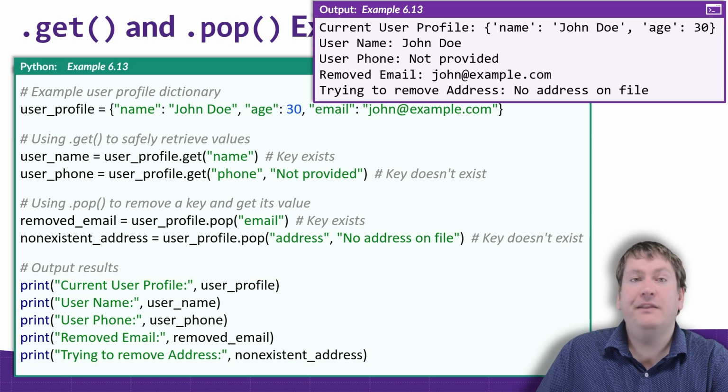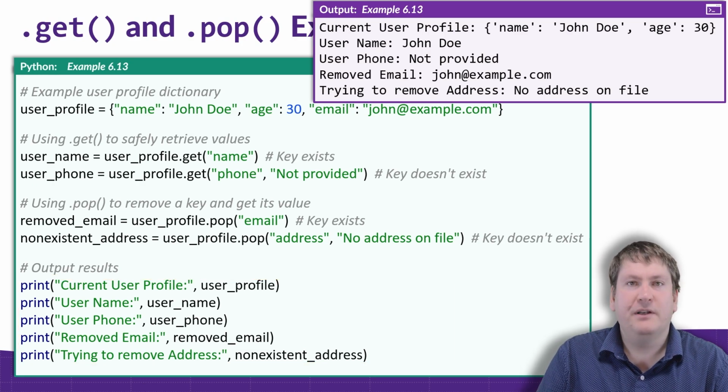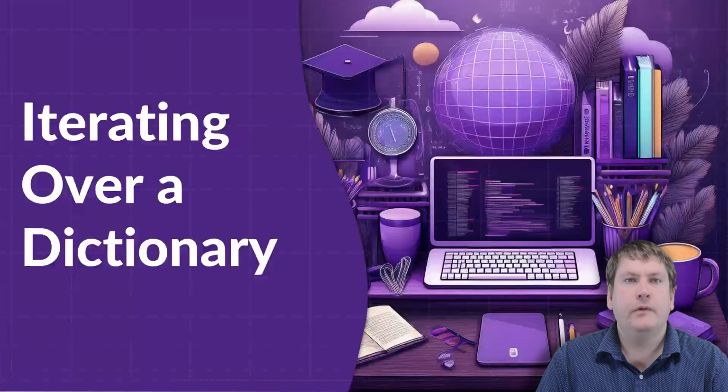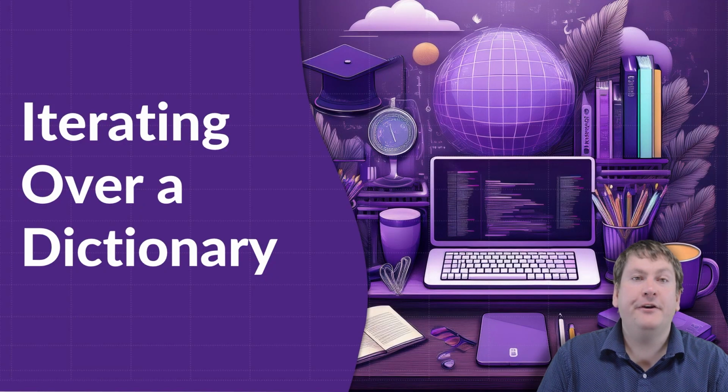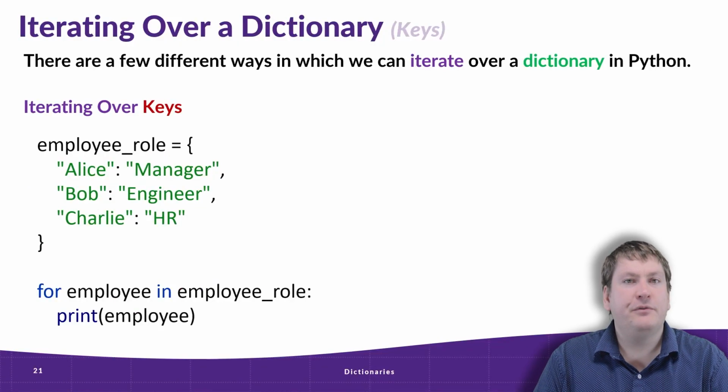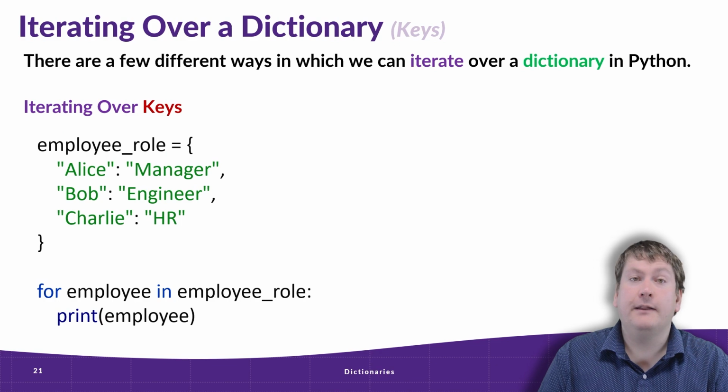These pop and get methods can be very helpful while we're working with dictionaries. And they're another thing to add to your list of methods to make your life a little bit easier in Python. So now we're going to talk about how we can iterate or loop over a dictionary. And there's a few different ways we can do this, depending on what exactly we're looping over.